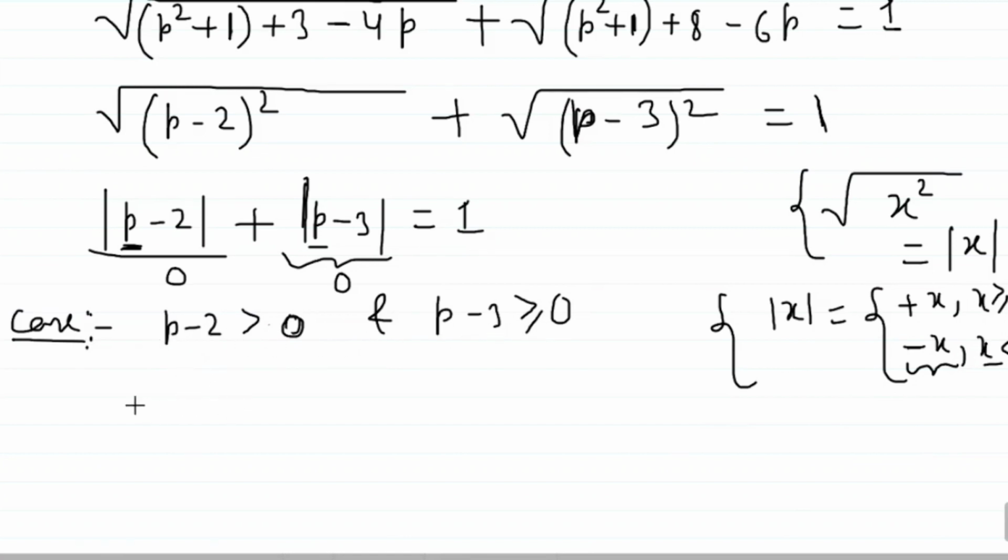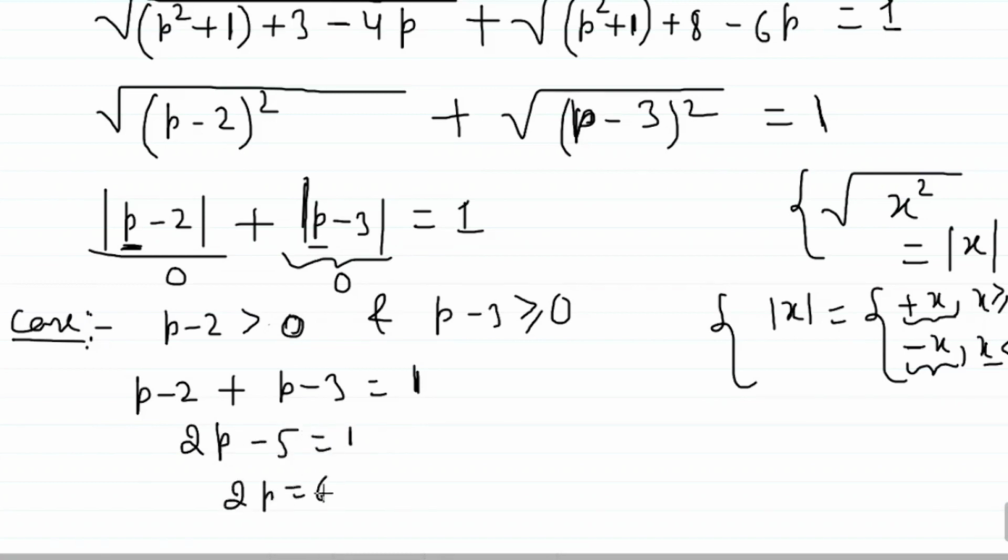It implies that p minus 2 plus p minus 3 is equal to 1. Because this is positive, we can directly take plus x according to this rule. In place of x we have p minus 2, and since it is positive, I have taken this number positive. Now we get 2p minus 5 equal to 1, and 2p is equal to 6, which implies p is equal to 3.